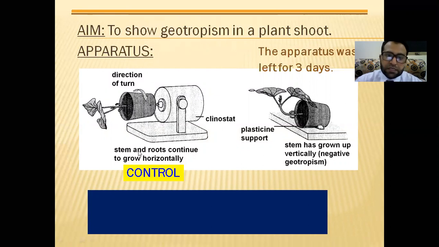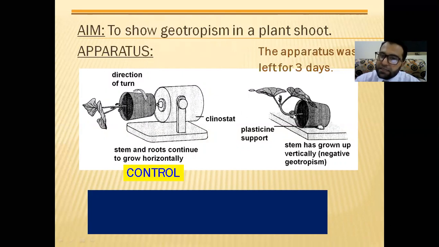You can see here stem and shoot continue to grow horizontally. Why? Because this device is rotating, and when it is rotating, all parts of the shoot and root are exposed to gravity equally. So because of that, both are growing horizontally. It is not bending toward the gravity.